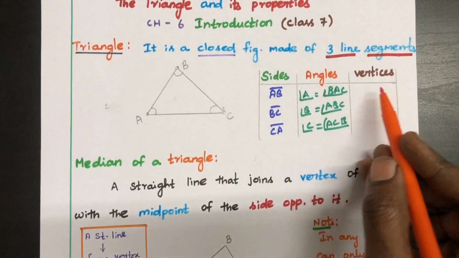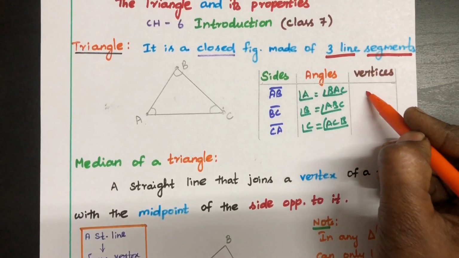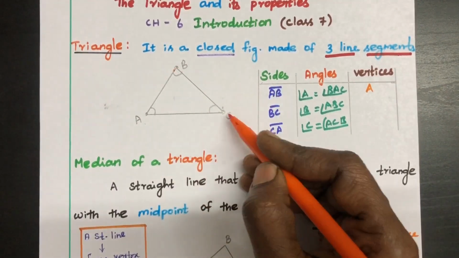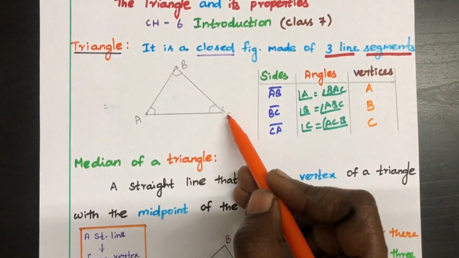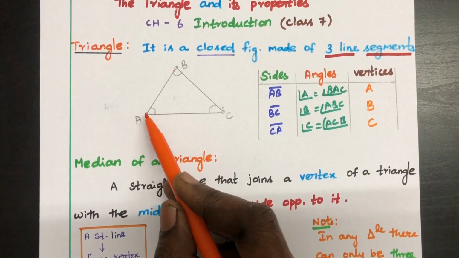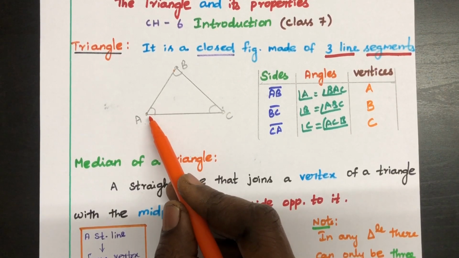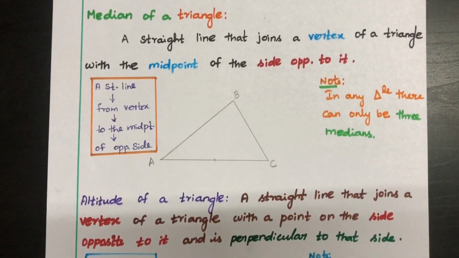Now, vertices. How many vertices? 3 vertices. What are they? A, B, C. Vertices means always points. What points are there? If 2 lines meet, a point will form. That meeting point is called a vertex. A, B, C. 3 vertices.